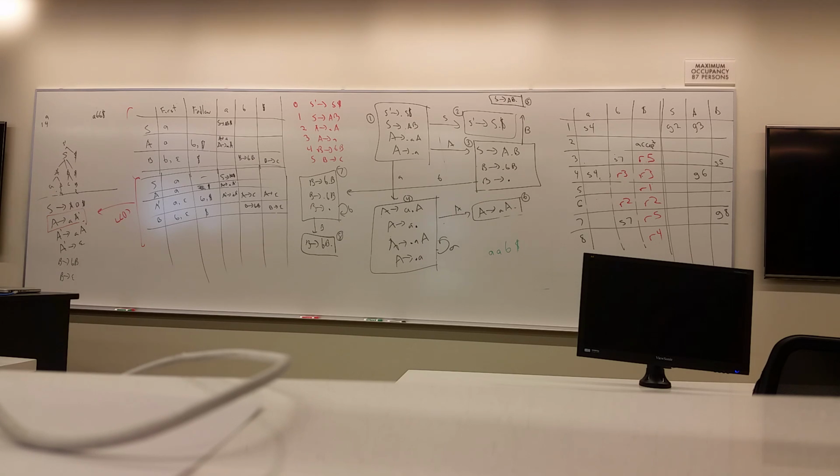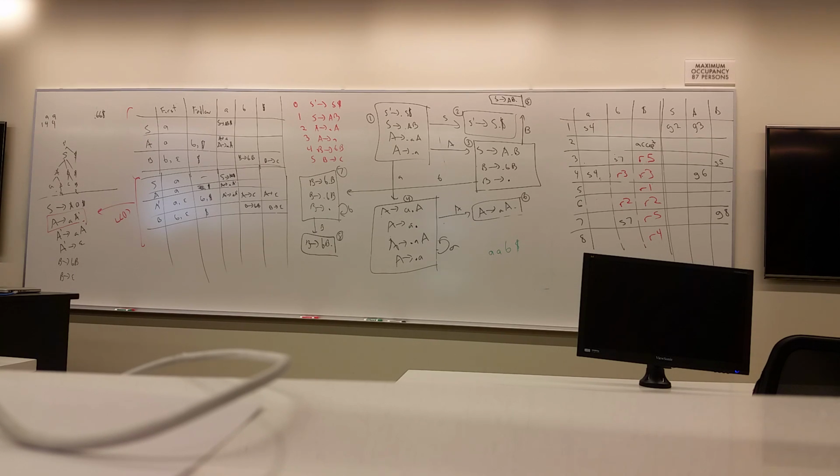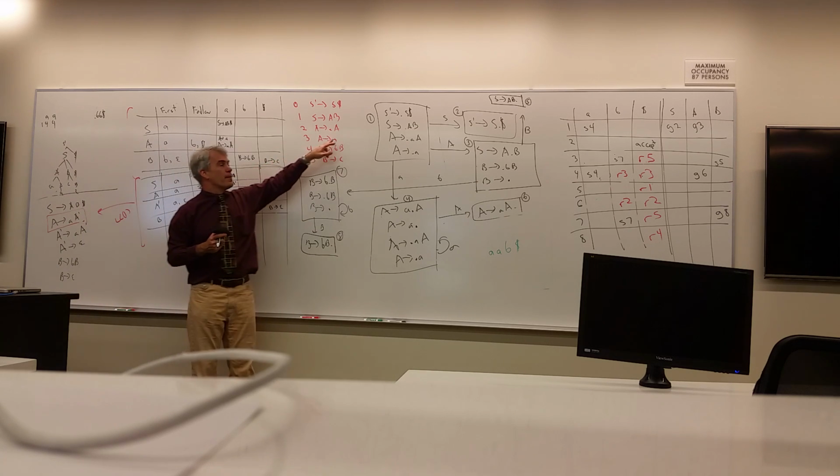State 4 and an a, what do I do? I shift into state 4 again. So I'm staying in state 4, I shift that a over. Now I'm in state 4, and I see a b. I see state 4, and I see a b. I reduce by rule 3. So what's rule 3? Rule 3 is A goes to a.